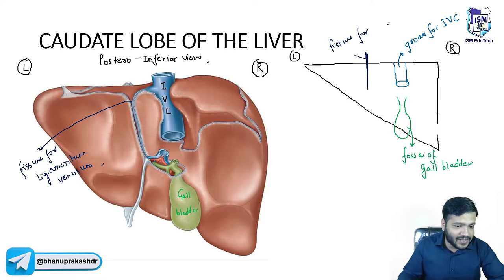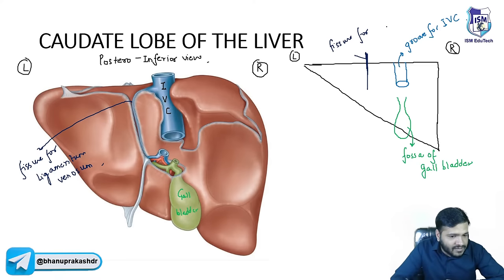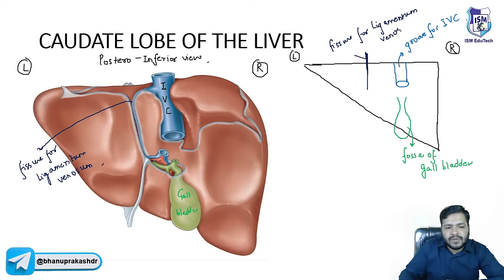I had told you all. It is connected to the left umbilical vein. Very good, Osama Sheikh. It is ductus venosum, connected to the left umbilical vein. So we have the fissure for ligamentum venosum. It is a remnant of the ductus venosus, the ligamentum venosum.